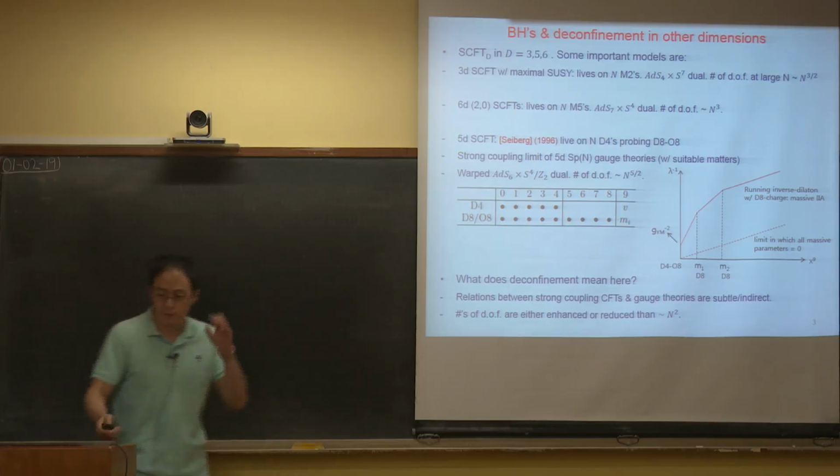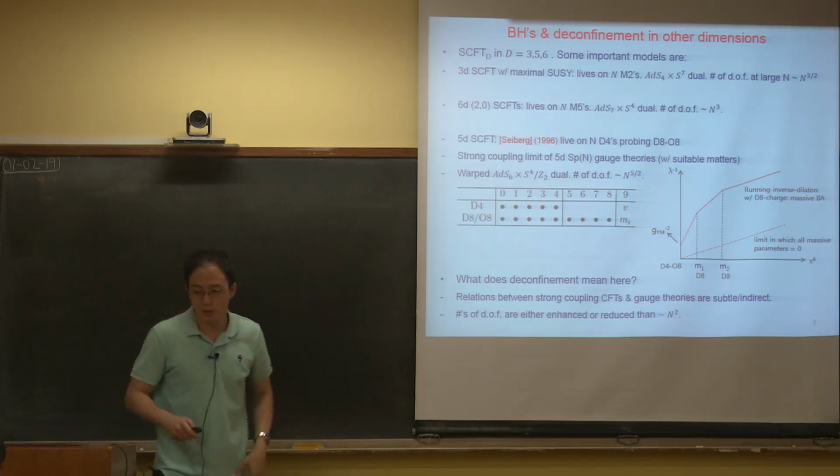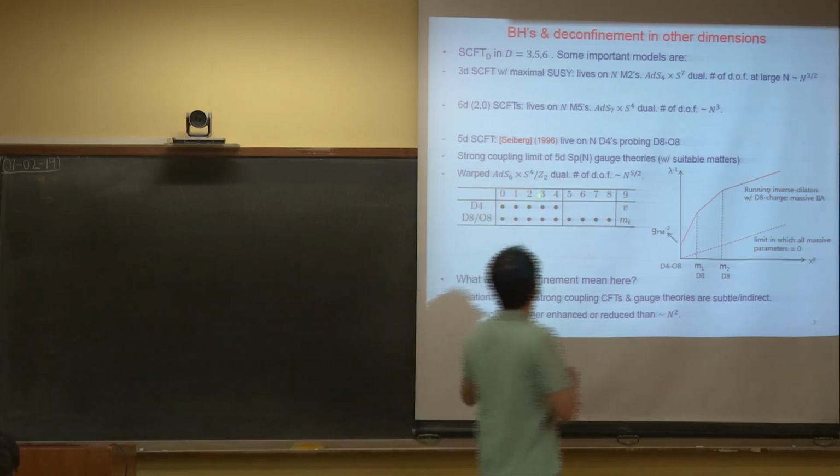So AdS6 times S4, that's type what? Type 2A. And is the coupling constant a free parameter? Oh, no. Well, yes. Yeah. There is a parameter.